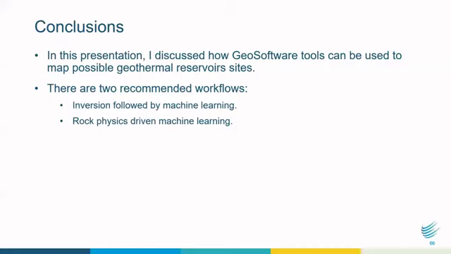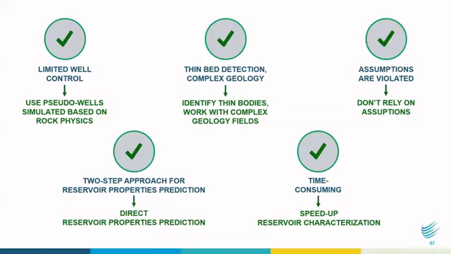In this presentation, I discussed how GeoSoftware applications and tools can be used to map possible geothermal reservoir sites, and there are two recommended workflows: inversion followed by machine learning, and direct use of rock physics-driven machine learning. These are the challenges that we can solve using this approach: limited well control, thin bed detection, complex lithology, assumptions. We don't use any assumptions or a two-step approach. We use direct reservoir properties prediction, and we can really speed up reservoir characterization.